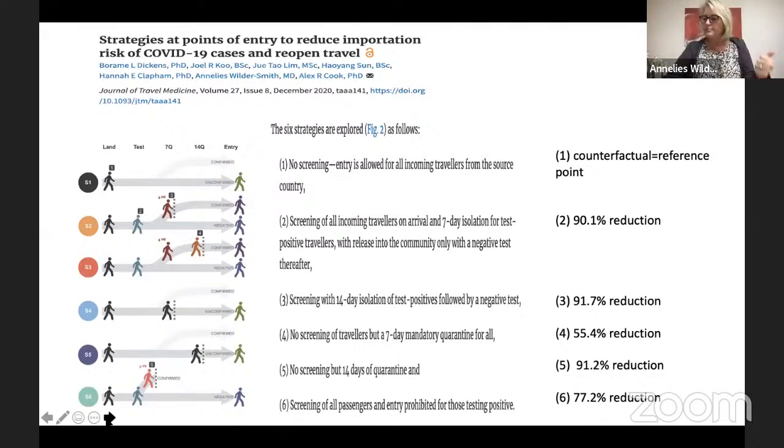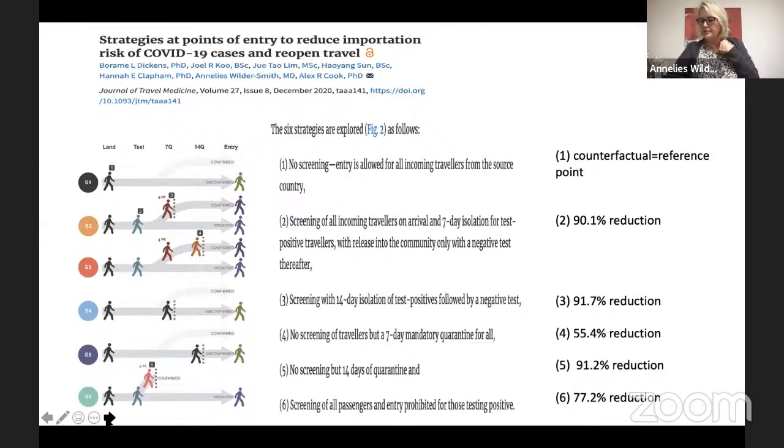So testing everyone and a 7-day quarantine versus testing everyone and a 14-day quarantine. Another option, no testing, just mandatory 7-day quarantine. Another one, no testing and 14-day quarantine. And the last one, screening everyone, but no quarantine. On the right, you will see the reduction in comparison to your counterfactual.